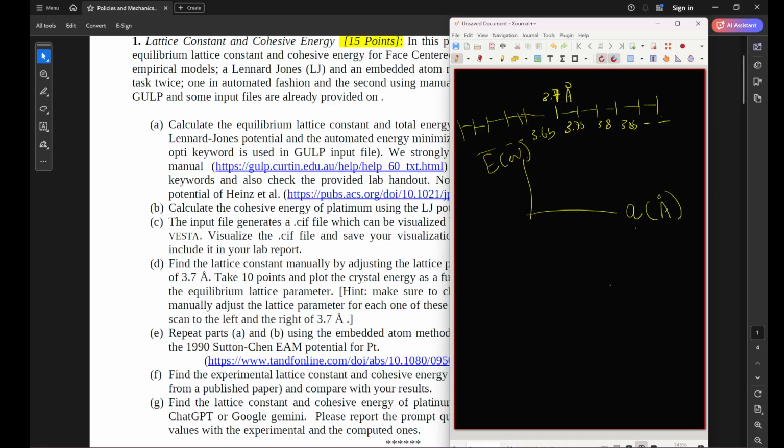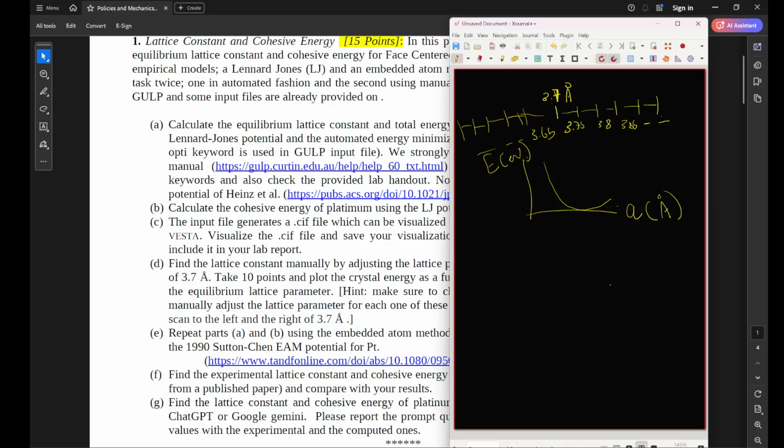Or alternatively, I can also plot this versus volume. So it's the same story. And from this graph, I should get by eye the equilibrium lattice constant. As you see, this is a manual procedure rather than an automated search algorithm, but its advantage is that it generates a very fundamental graph that represents this material, which is the energy as a function of volume.